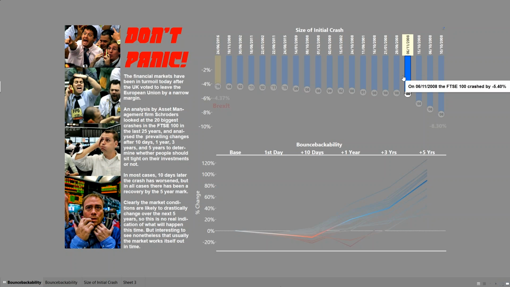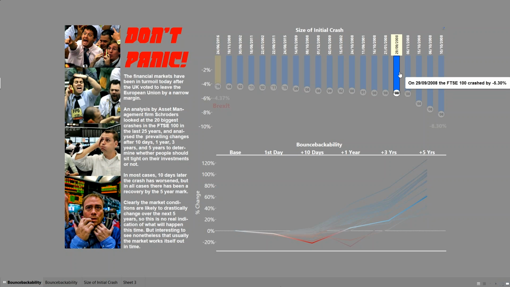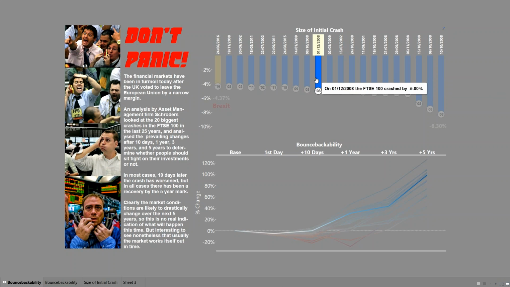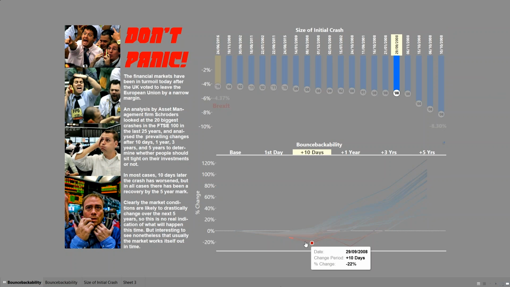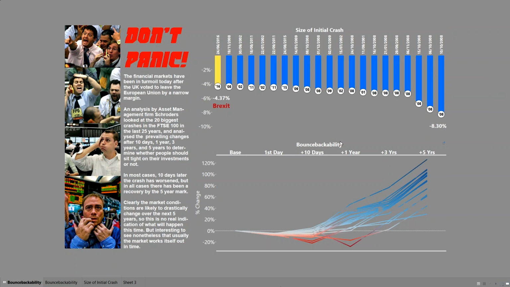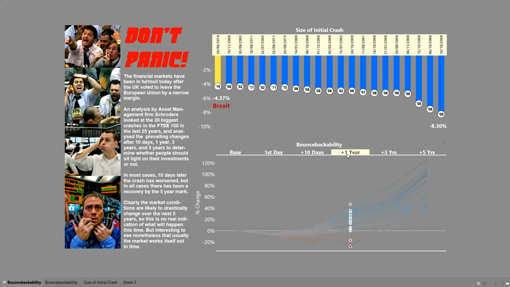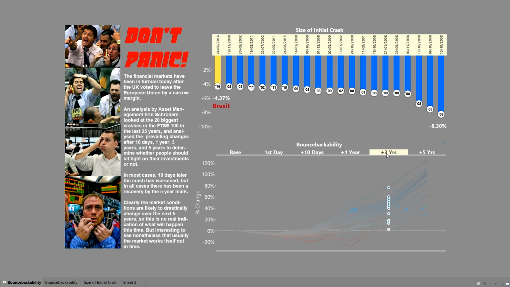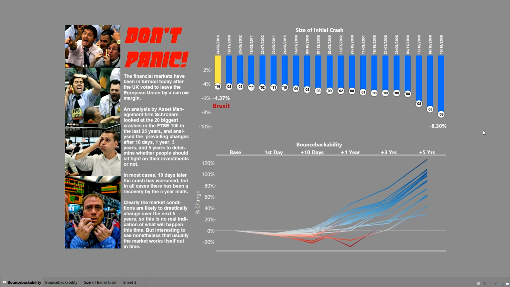And in most cases, you can see that everything got worse after 10 days, with a few exceptions. That one's a good one. But pretty much after the first day, it's all kind of worse. There's some really big ones down there in 2008. And then after a year, there's quite a big spread, but most of them have started to improve, or the losses have been regained. And by 3 years, pretty much everything is positive, and in 5 years, absolutely everything is positive.